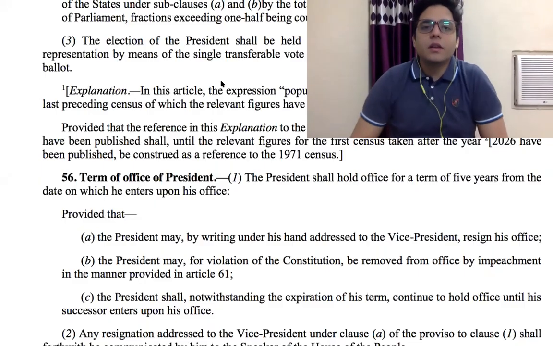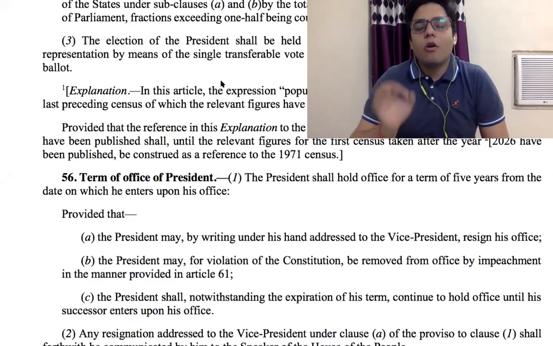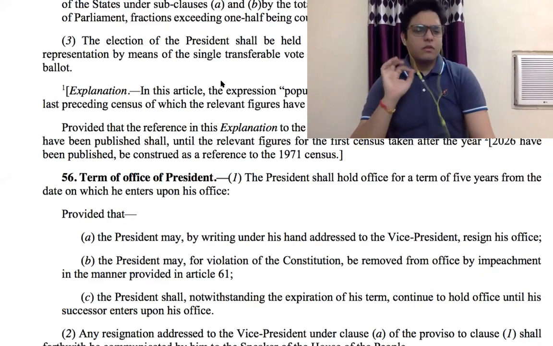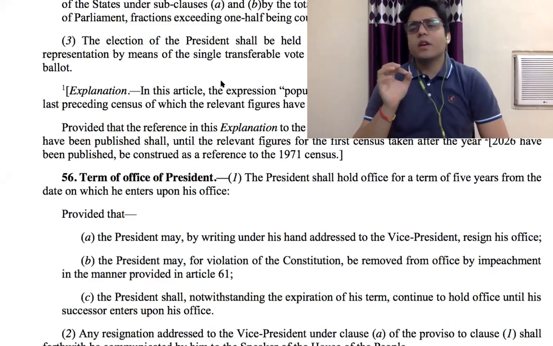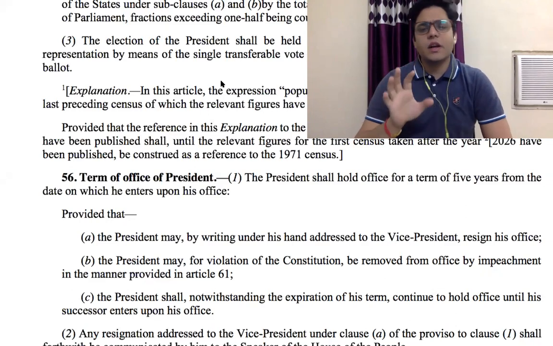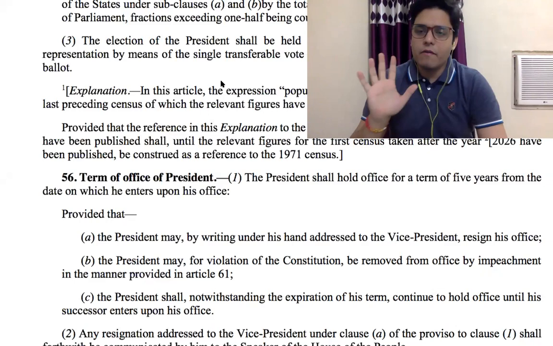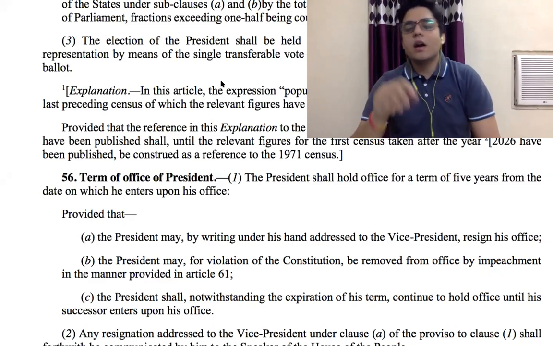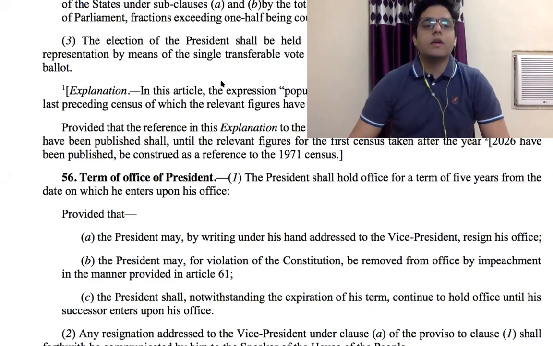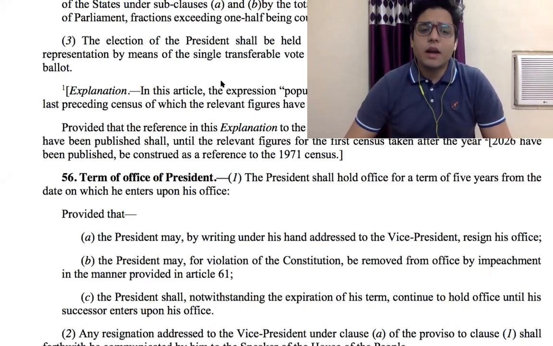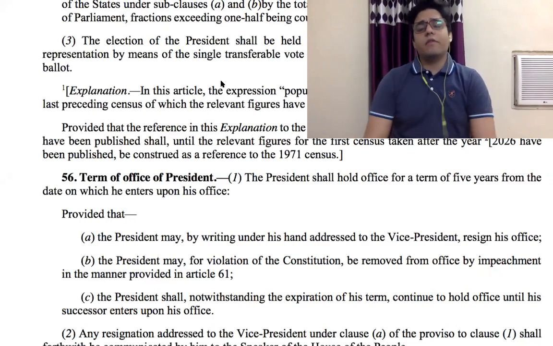As far as Article 56 is concerned, it deals with the term of office of the president. A very simple article, nothing new. The president shall hold office for a term of 5 years from the date on which he enters upon office. So the term of the office of the president is 5 years, and the counting starts when he enters upon his office for the first time. Provided that (a) the president may, by writing under his hand addressed to the vice president, resign from his office.